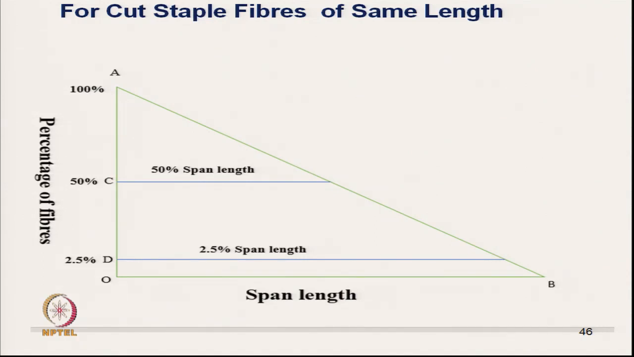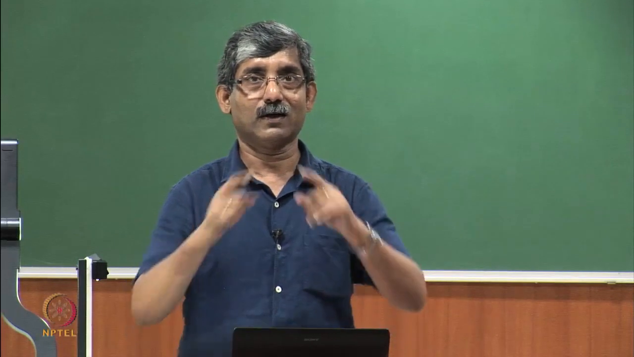If it is immediately asked what the uniformity of any cut fiber is, it will immediately come to our mind that it is a cut polyester fiber, cut fiber, that means the uniformity should be 100%. So, the uniformity ratio should be 100% because it is a cut fiber, there is no variation.